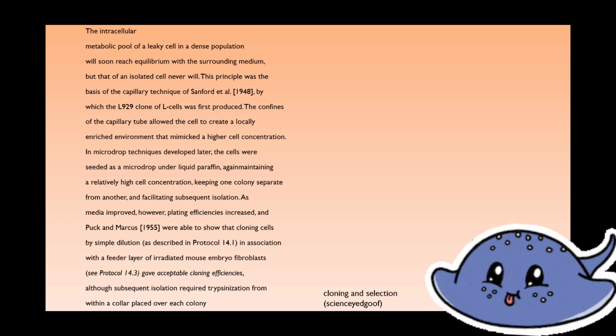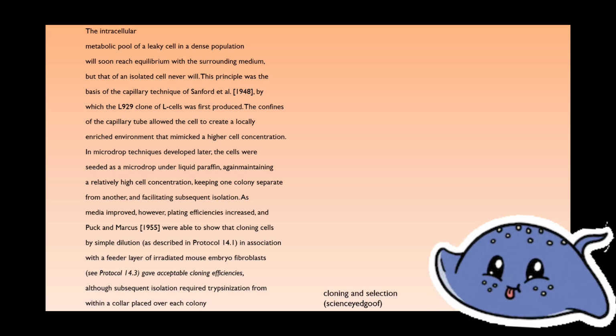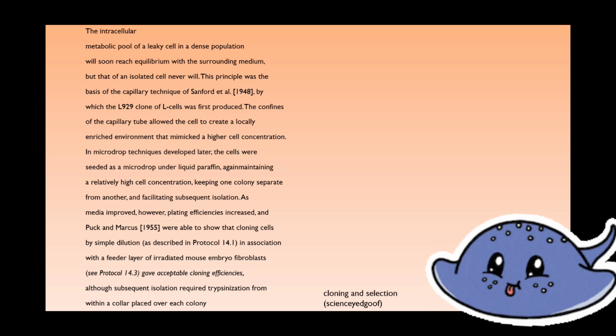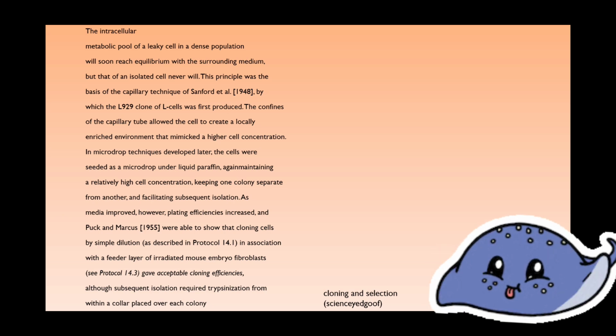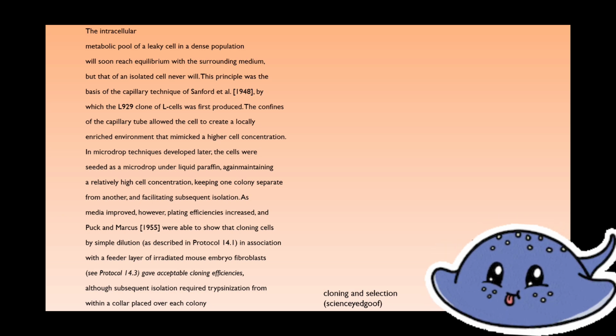This is the same principle followed in the capillary technique, which was developed by Sanford and his team in the year 1948. This was mainly done for the L929 clone of L cells, which were the first ones produced. What we're doing is making a confined environment using a capillary tube, so that in that local area you have an enriched environment which can mimic high cell concentration. That is one way in which we can overcome this problem.